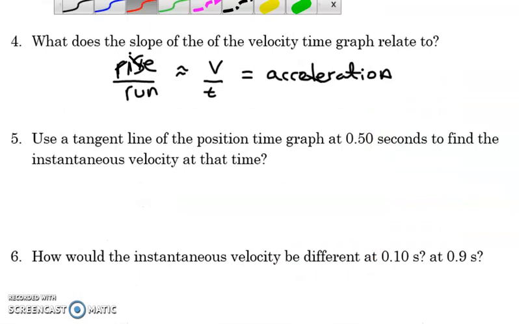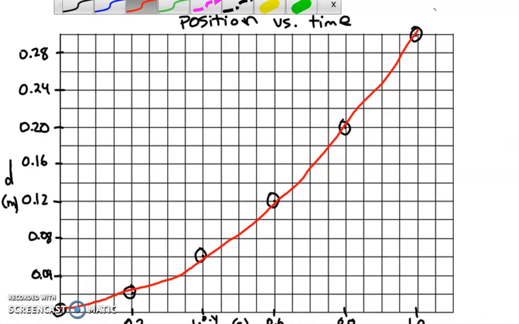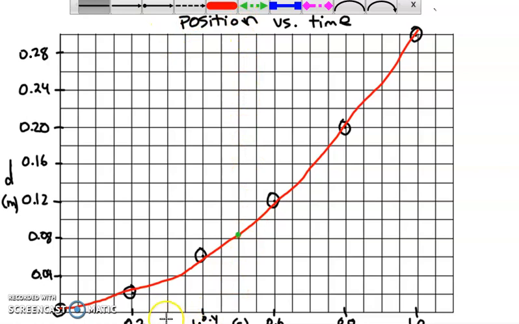Next question we got is use a tangent line to find the velocity at 0.5 seconds. So we're going back to this graph and we're taking a look at 0.5 seconds, which is about right here. I'll indicate that with a little green dot there. And so what we need is a tangent line that will touch that at one spot.